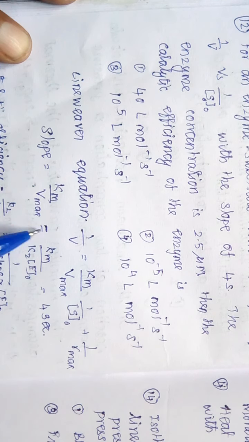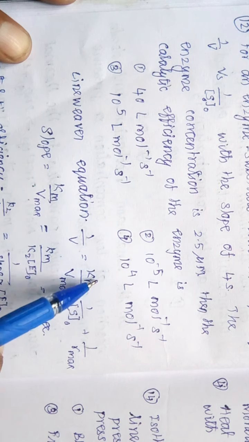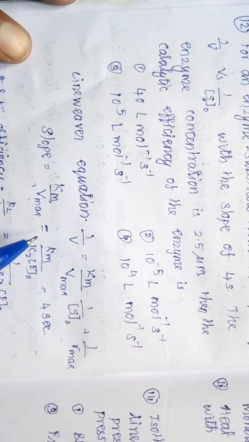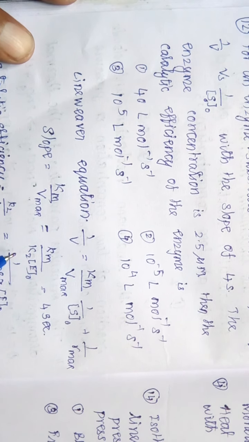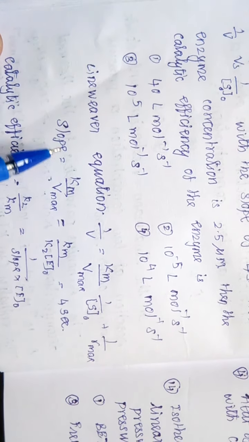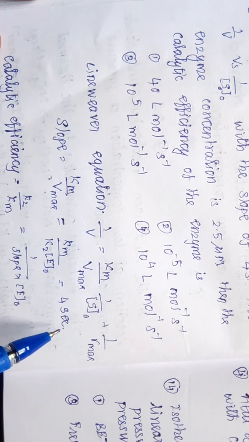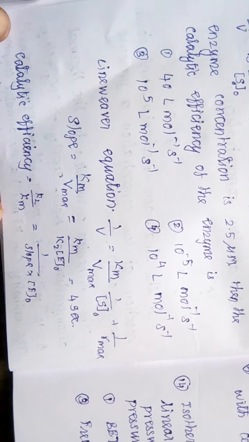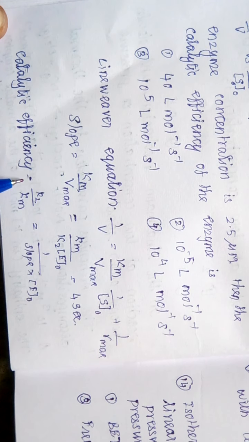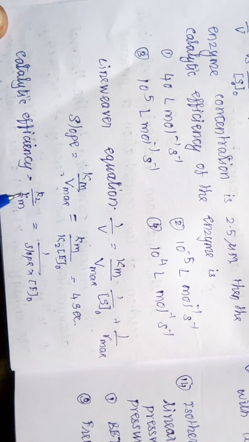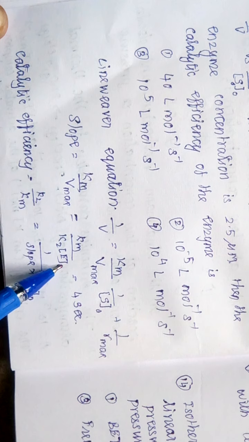So the slope of this equation, y is equal to mx, is Km by Vmax. Vmax we can write as k2 into E naught. They have given us the slope as 4 seconds. And the catalytic efficiency, this is one more formula we have to remember: catalytic efficiency is equal to k2 by Km. When you rearrange these equations, slope is equal to Km by k2 E naught.